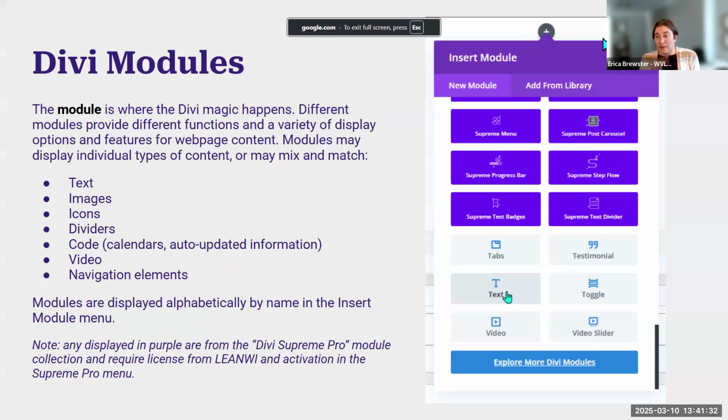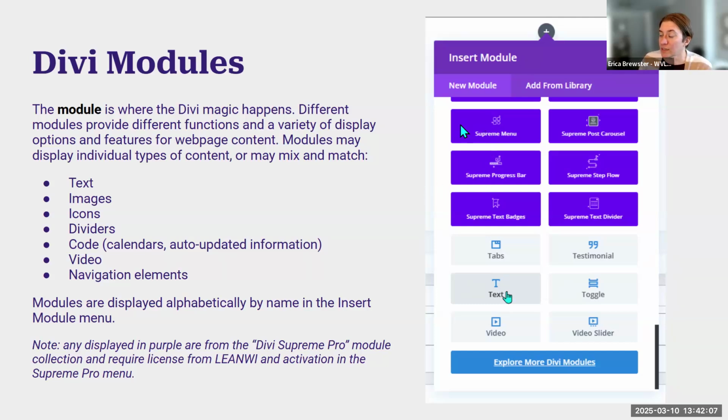So let's talk about Divi modules. So again, we've got our page, our sections, our rows, and now we're going to start adding our actual content. And we have different ways of displaying different types of content on our website. And Divi has broken those down into different types of modules. When you go to your page and you click on the black plus up here, it will come up with a menu to insert a module. And there is an alphabetical list of a variety of different modules.